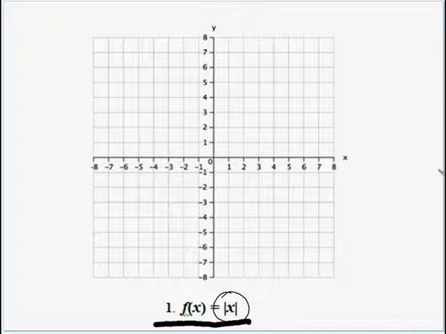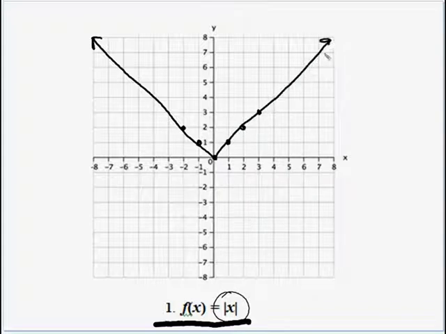So that's just going to make, of course, everything positive. As we plug in these positive x values, 1 we get a 1, 2 we get a 2, 3 we get a 3. Same thing on the negative side. The absolute value of negative 1 is 1. The absolute value of negative 2 is 2, and so on. So here's our first parent graph. The absolute value of x looks like a V going through the origin, slope of negative 1 on the left, positive 1 on the right.